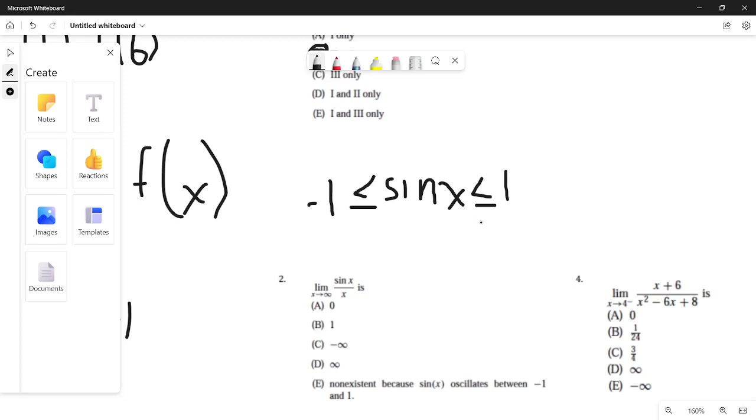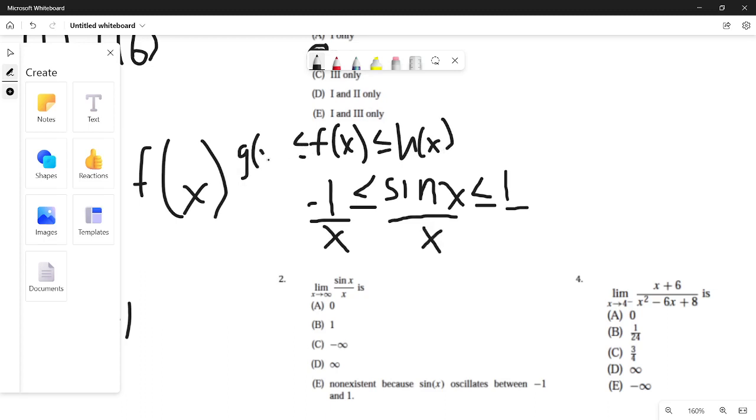You always start out with a trig function and its bounds, the lower one and the higher one. You want to emulate this original f of x function right here. So we're going to do that by dividing the whole thing by x. Then we're going to take the limit of this entire expression, which will take the limit of each term. Now I'm going to simplify a little bit since I don't have too much space. But negative 1 over infinity is going to be 0.